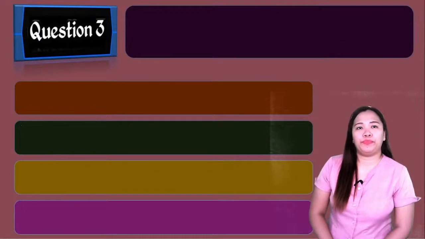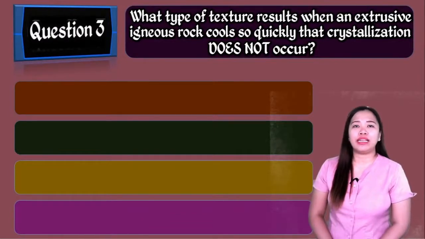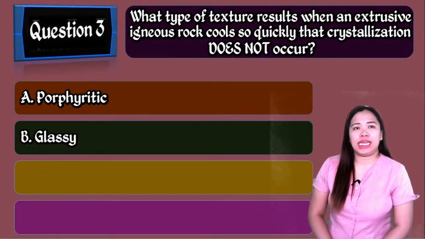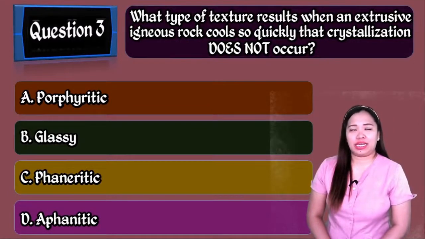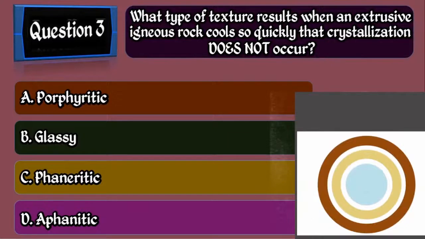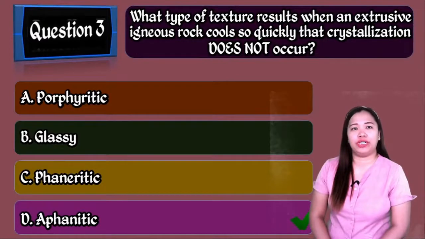Question number 3. What type of texture results when an extrusive igneous rock cools so quickly that crystallization does not occur? A. Porphyritic. B. Glassy. C. Phaneritic. D. Aphanitic. The correct answer is letter D. The fine-grained texture of extrusive igneous rock is also called aphanitic texture.